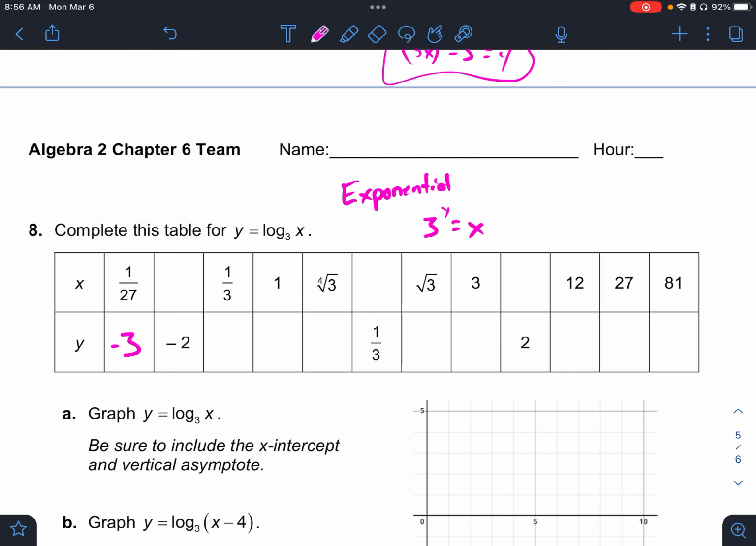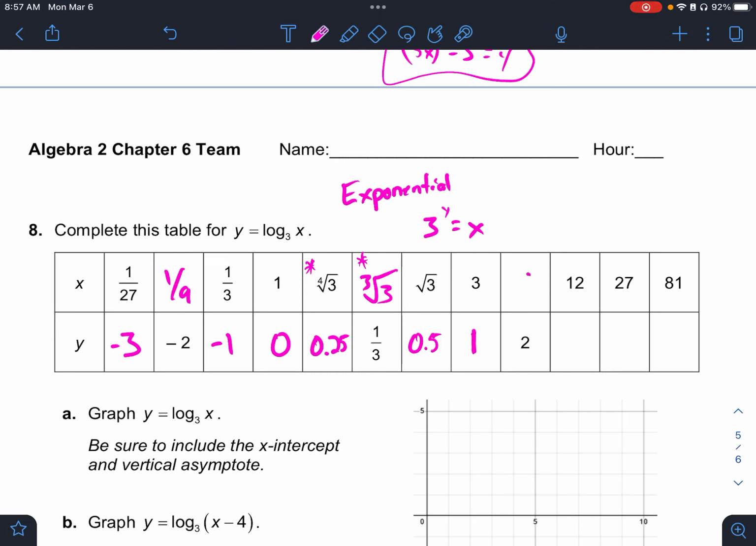3 to the what gets me negative 2? No, 3 to the negative 2 gets me what? That would be 1/9. And I'm just going to keep working through this table here. You can pull this up on your calculator and calculate some of these as well. Careful with maybe these two, the fourth root and cube root. Cube root is just 0.5, but you can actually plug those in your calculators.